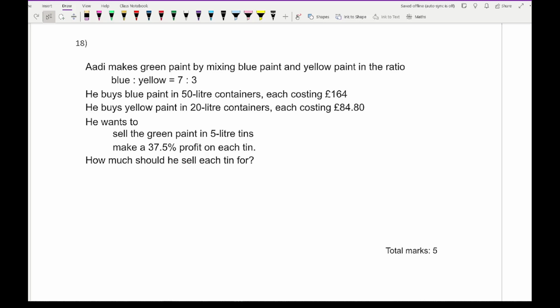So not many demands from Andy there. The first thing we can do is have a look at the blue paint.